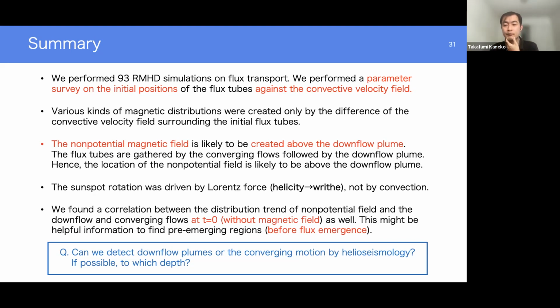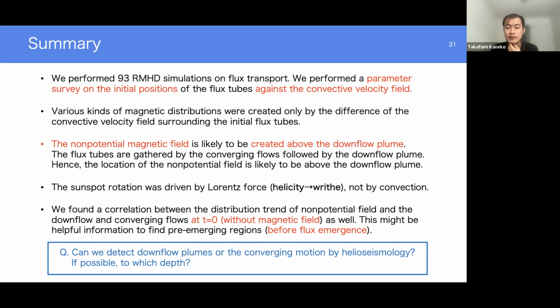I mean, maybe if the helicity, if the twist is converting to rise, that's one way, but that's a different scenario than the supergranule accumulating flux, like the way you were discussing.